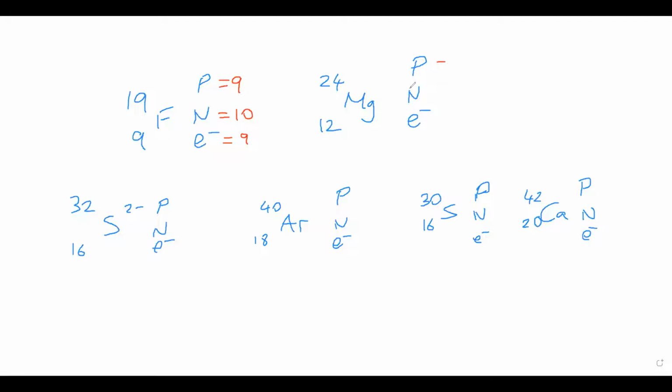Now with our magnesium, we've got a proton number of 12, so we must have 12 protons. Our mass number is 24, and so if we take 12 away from 24, we're going to have 12 neutrons. Then our number of electrons must be the same as the number of protons because we don't have any charge on the magnesium. There's no number in the top right. And so we must have 12 electrons also.